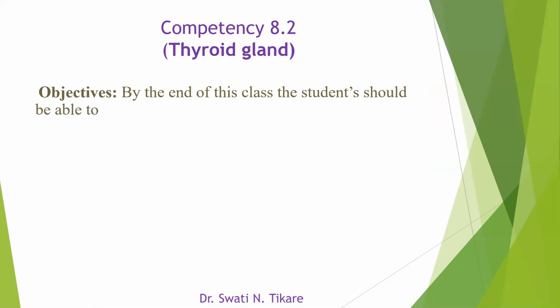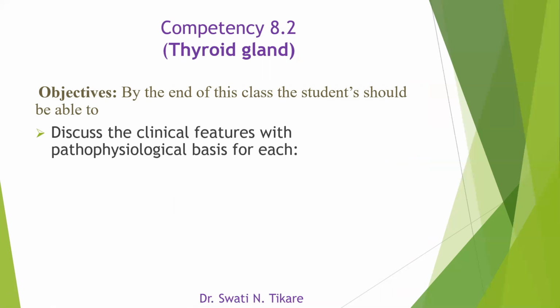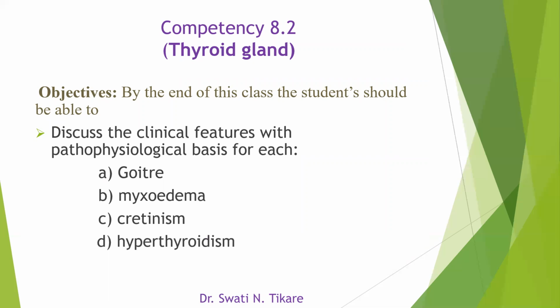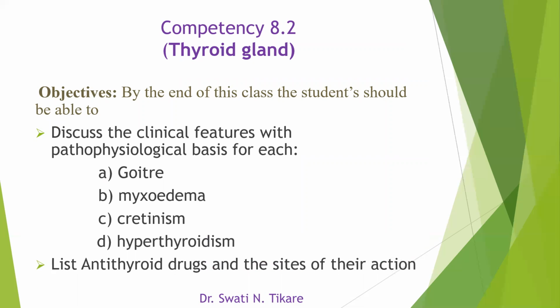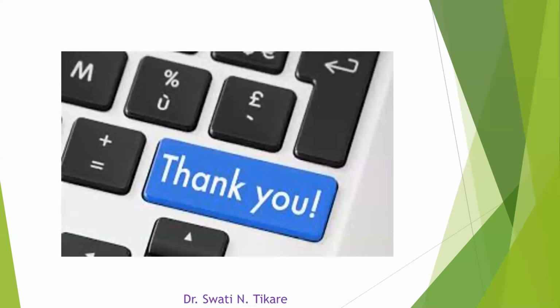So in today's class, we have completed goiter, the physiology, the clinical features, all that related to goiter, myxedema, then cretinism, and hyperthyroidism. We have also learned in detail about the antithyroid drugs and the site of their action. So today's assignment would be to make a comparison between the pituitary dwarf and the cretin dwarf. And don't forget to make the master chart of all the hormones so that you can recall the entire endocrine system very easily. So that's it for today's class. Thank you.